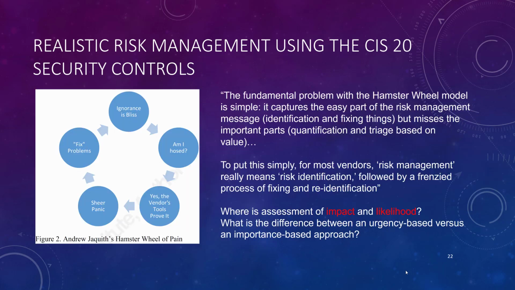Here's another model associated with this. It's called the hamster wheel of pain. You start off with ignorance that everything's great. Thus, I have no attacks that I know about, therefore I must be completely secure. You then have some indications that you're hosed. There's some verification externally that you're hosed. Sheer panic results. You fix that specific problem and then go back to ignorance is bliss.